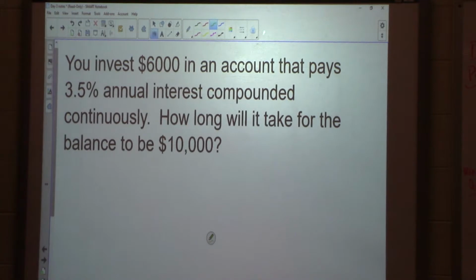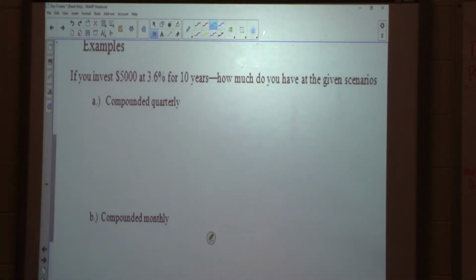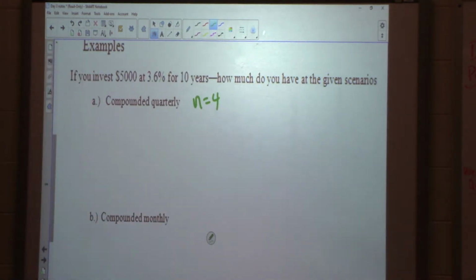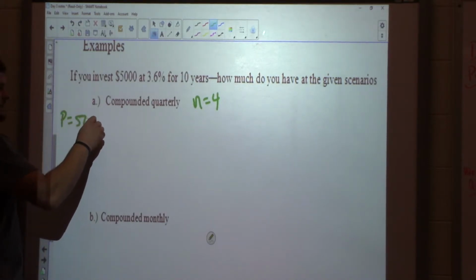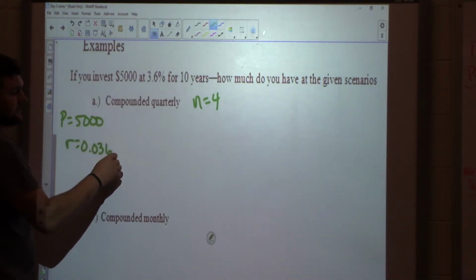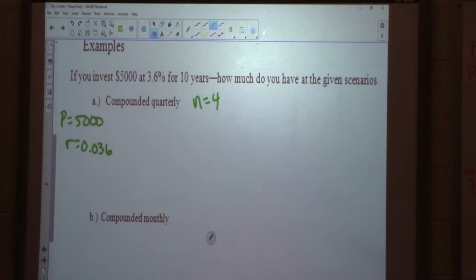This is not the right problem. This is the right problem. If you invest $5,000 at 3.6% for 10 years, how much do you have in the given scenarios? There are 3 scenarios. First one's compounded quarterly, which means how many times are we going to compound it? 4. So n equals 4. We're using that first formula, the one we learned last unit. P is 5,000, my principal. My rate, 0.036. Please don't forget to change that to a decimal. And my time is 10 years.